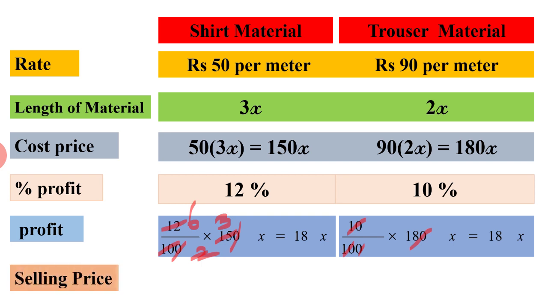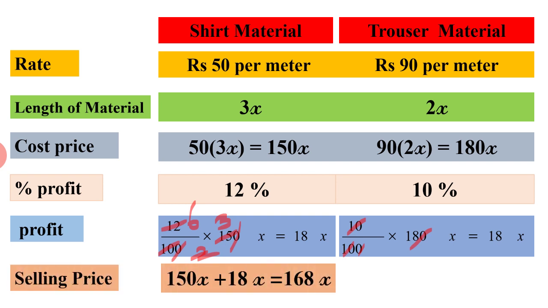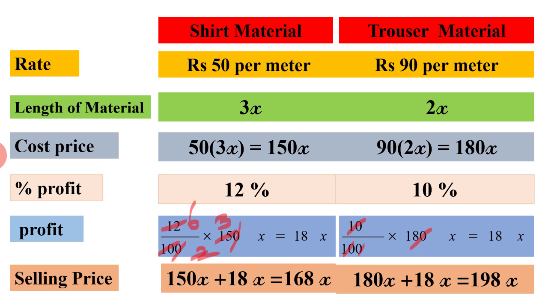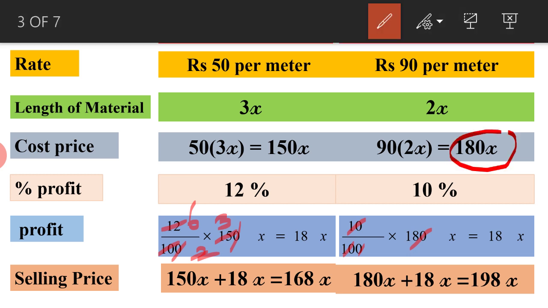In the question they have given the sale amount, so let us find out the selling price. The selling price of shirt material will be cost price plus profit, that is 150x plus 18x, that is 168x. And what is the selling price of trouser material? It will be 180x plus the profit, that is 180x plus 18x, so it will be 198x. What are 168x and 198x? These are the amounts obtained after selling 3x meters of shirt material and 2x meters of trouser material.